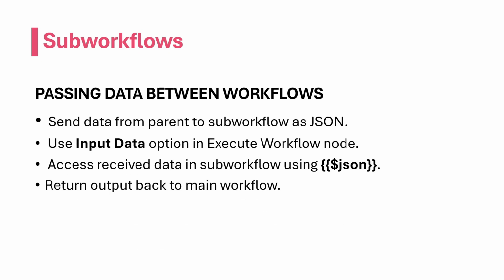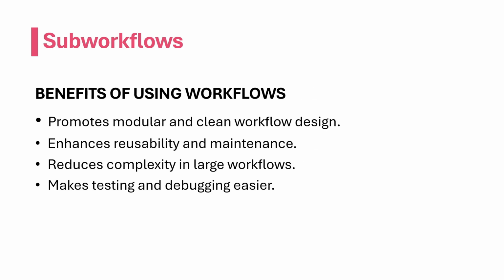Now you can also pass data between the main workflow and the sub workflow. How? Let's see. In the Execute Workflow node, you will find an option called input data. Here you can send JSON or any field from your parent workflow. Inside the sub workflow, you can access it using curly brackets, dollar sign JSON, and the curly braces and these things are mandatory, as we have already discussed in the previous videos. Instead of JSON, you can write your own code, whatever you want as an output, as per your conditions and criteria. And when the sub workflow finishes, it can return its output back to the parent workflow, making data exchange smooth and dynamic. Now we will see some benefits of using sub workflows.